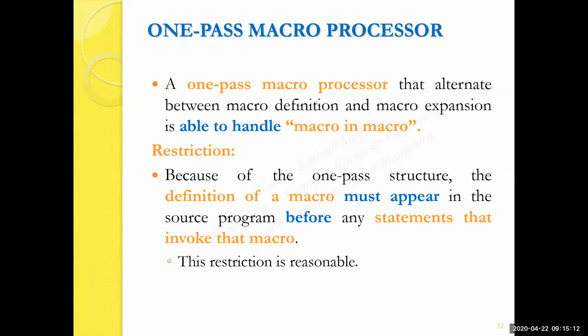So the alternative is to use a one-pass macroprocessor. A one-pass macroprocessor is one which is able to alternate between macro definition and macro expansion in a single pass. Such a macroprocessor is able to handle a macro inside a macro. The only restriction with a one-pass macroprocessor is that all macros have to be defined in the source program before they are invoked. So all macro definitions should appear in the source program before macro invocation statements appear in the source program.